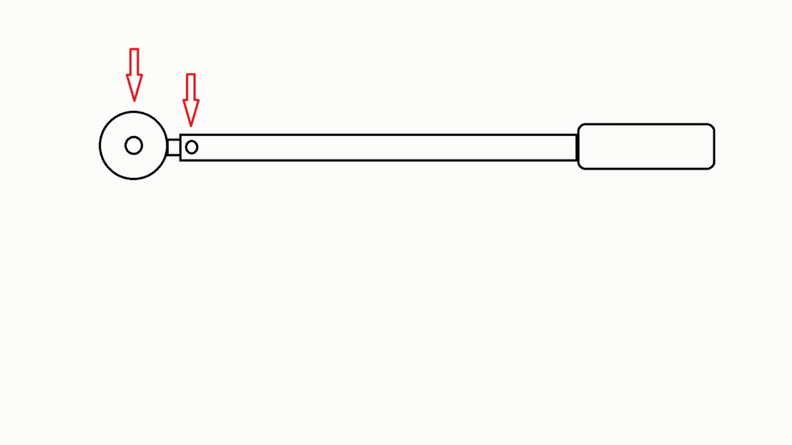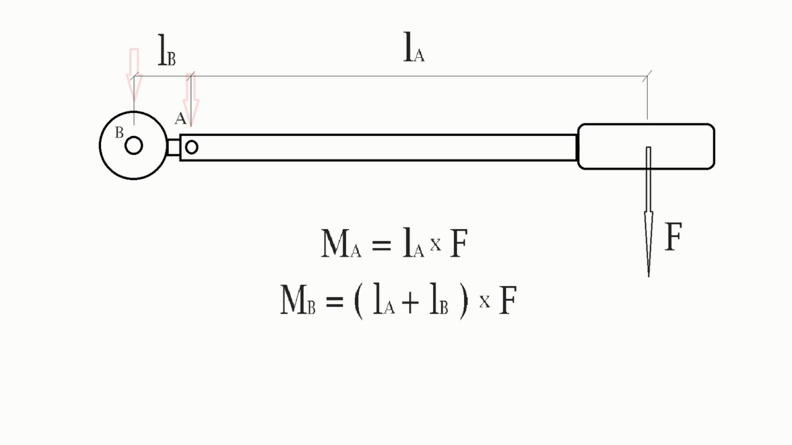The second lever is between the bolt or nut turning point B and the pivot point A. The torque applied at the turning point B, where we fasten the bolt or nut, can be expressed as the cross product of the combined length vector LA plus LB and the force vector F.